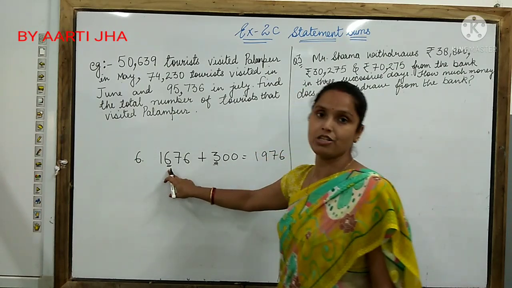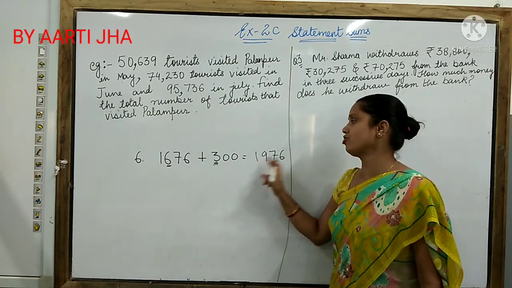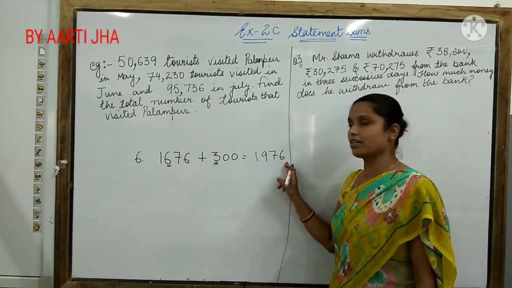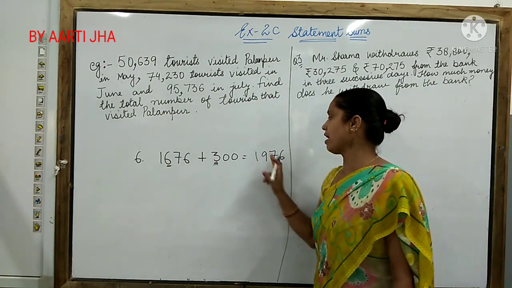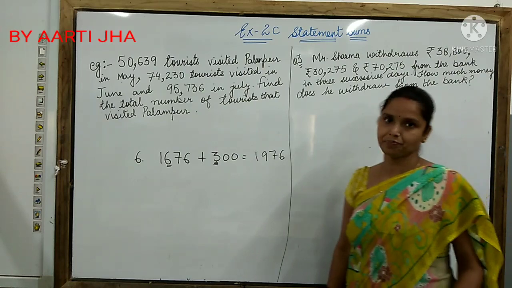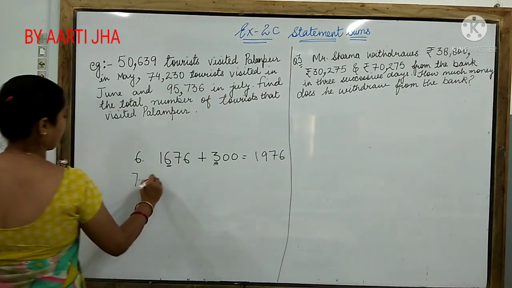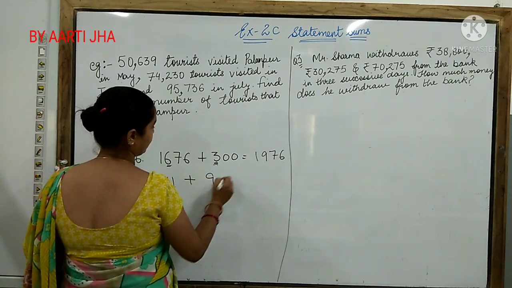Only my hundreds digit has increased. The rest of the digits are the same. You can see, check out, 176 I have the same. Only 6 I have increased with 3, which I get as 9. Clear? Then the second part says 811 added up with 9.